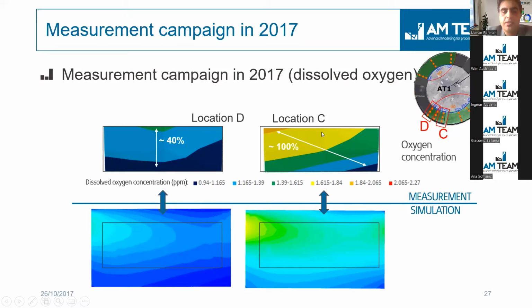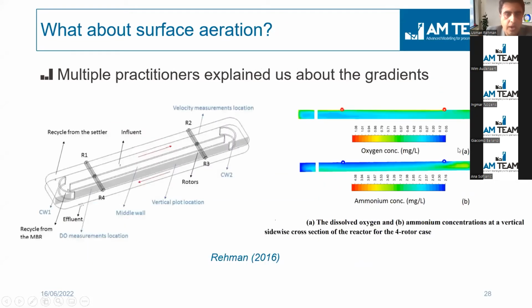And then on location C, it's not only along the depth, but it's also along the width of the bioreactor, so the diagonal. So oxygen almost doubles going from right to left in the bioreactor. This was confirmed with the CFD simulations, which showed almost similar gradients arising because of the hydrodynamics of the system in the bioreactor. Okay, and this is also not the case only for one type of bioreactor, but this is almost the case for all types of bioreactors.